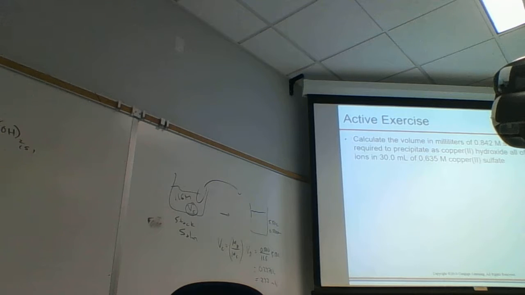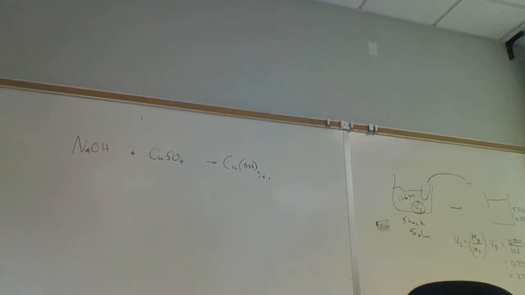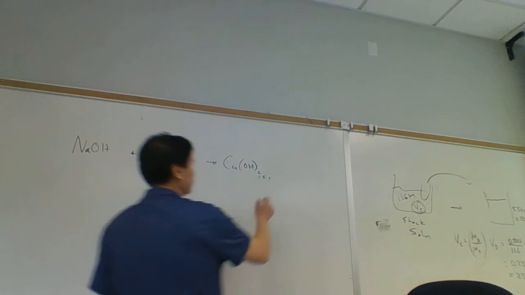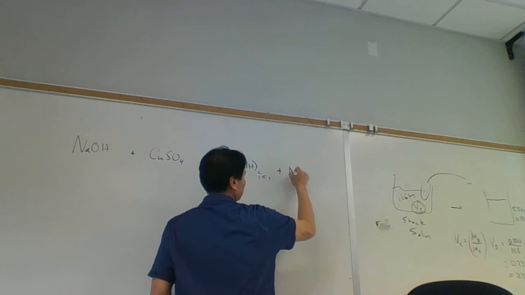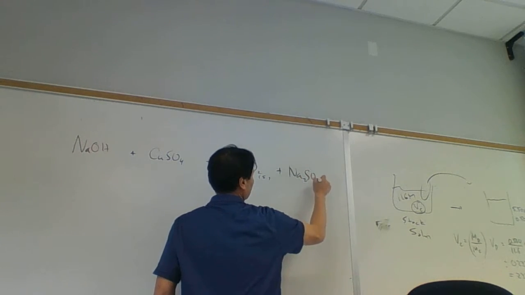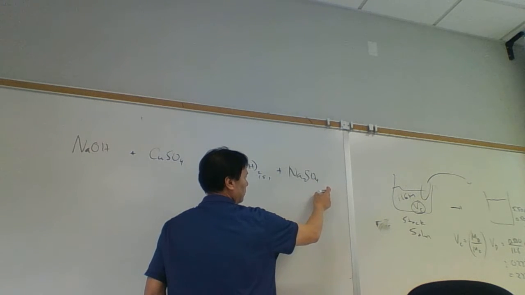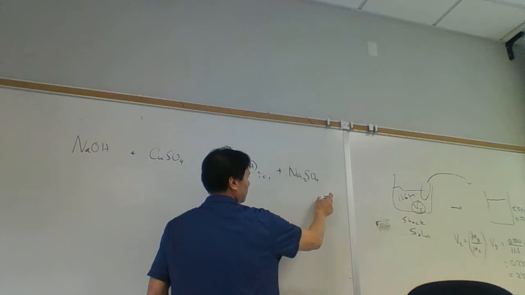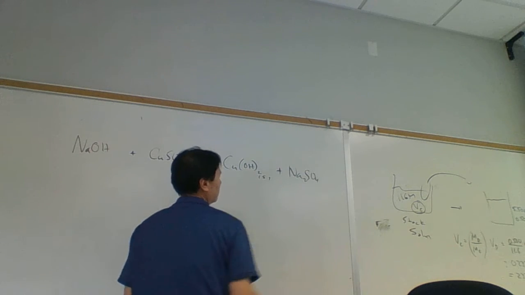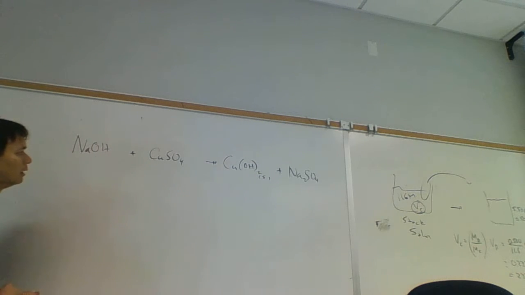So we need to know how to do the formulas for these. What's the missing product? Sodium sulfate. What's the formula for sodium sulfate? Okay. Is it aqueous or solid or gas? Well, all sodium salts are soluble, so it's aqueous. And then we need to balance this. Yeah, 2 sodium hydroxides and it's balanced. So this would be the balanced chemical equation.